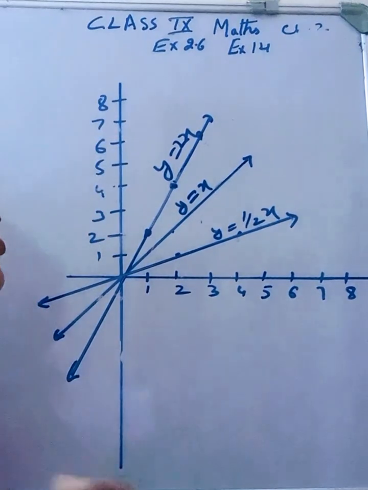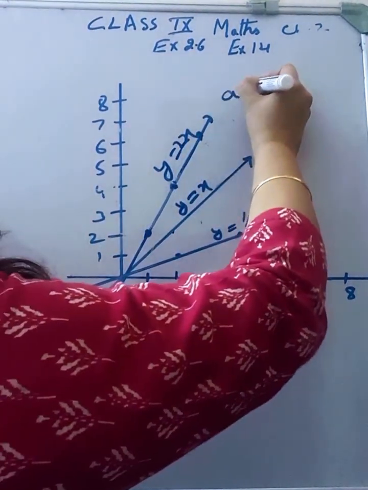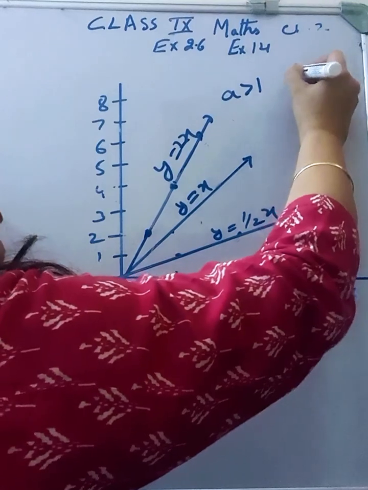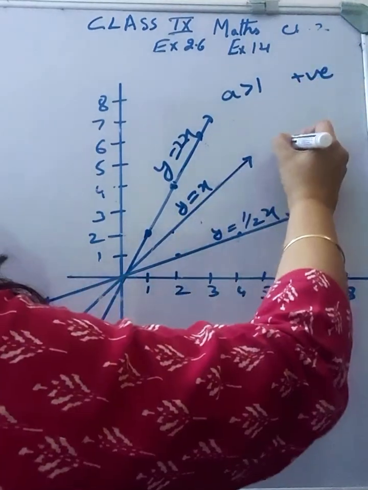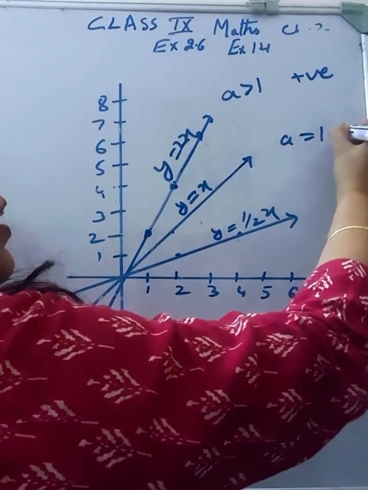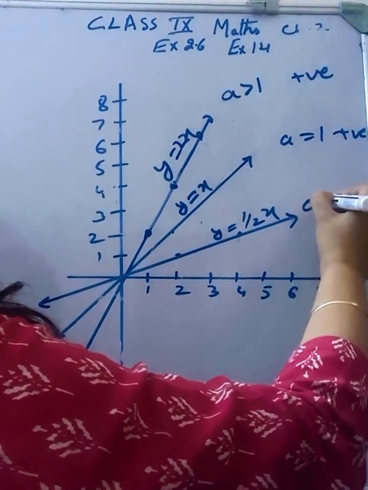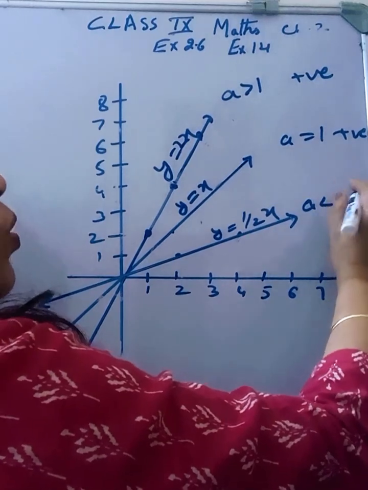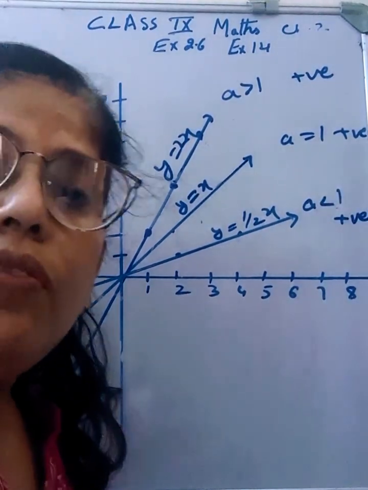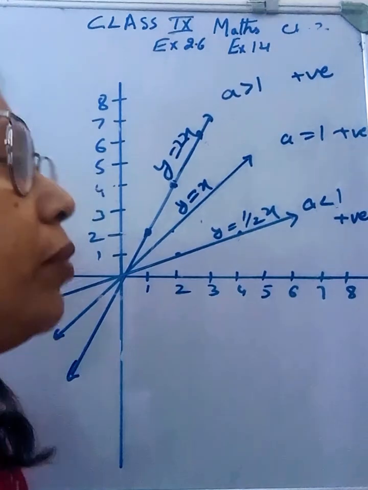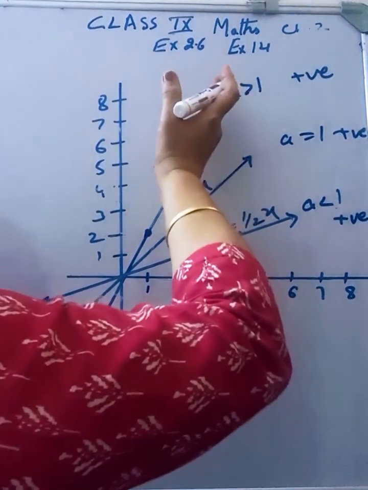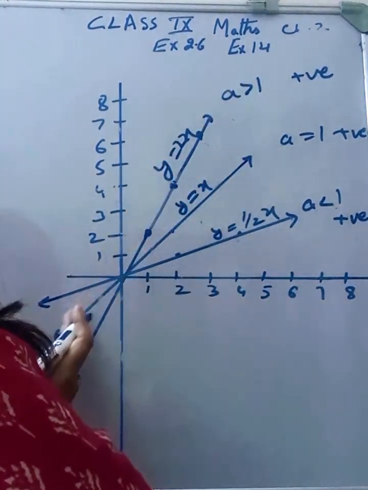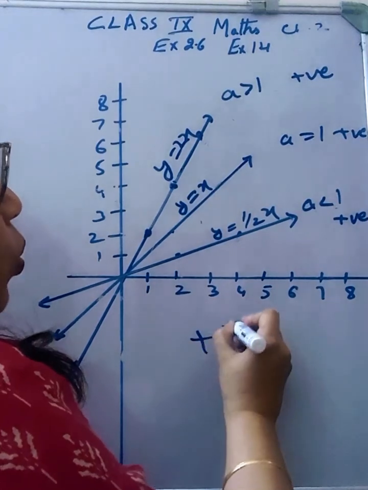Now in this example, a is greater than 1 and positive. A is equal to 1 and positive. A is less than 1 but still it is positive. What will happen if A becomes negative? The lines of these lines have positive slope.